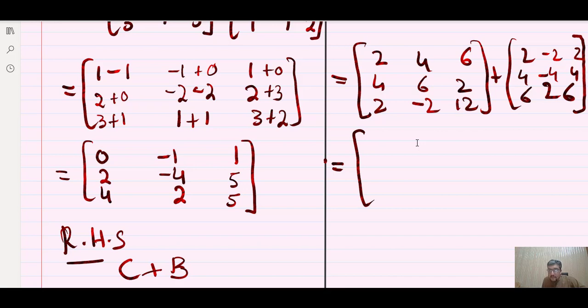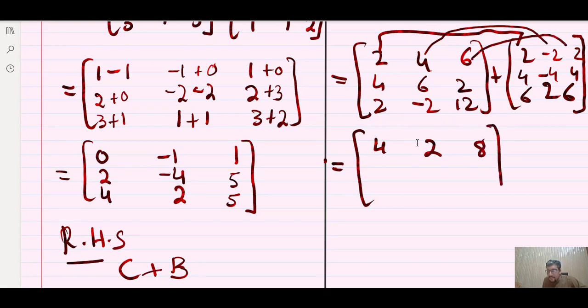2 plus 2, 4. If I do it directly, this 4 is going to add with this one, so you will get 4 minus 2 is equal to 2. This 6 is going to add with this 2, it will give you 8. This is the first row. And in the same way, you have to add the second row with this one. So 4 plus 4 gives you 8. This 6 is going to add with this minus 4 gives you 2.